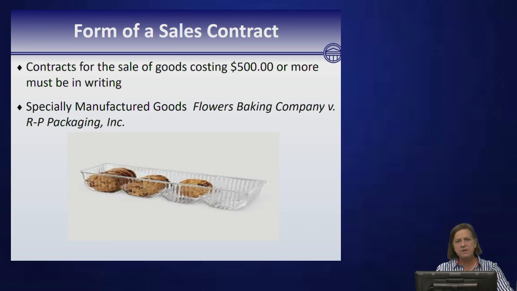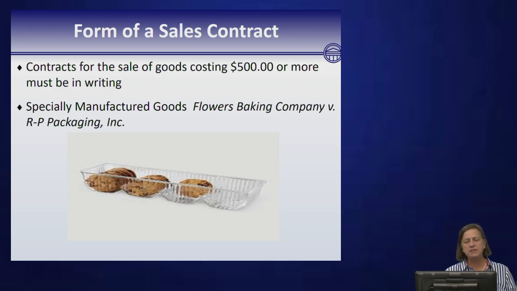So Flowers Baking Company had agreed to buy cellophane wrappers from RP Packaging, and it was almost $14,000 worth of cellophane wrappers. They didn't have a written contract. The wrappers were made pursuant to the specifications that Flowers gave RP Packaging. When the wrappers arrived, they didn't fit the cookie tray. And so Flowers Baking Company said, oh, too bad, RP Packaging. This is a violation of the statute of frauds. We're not going to pay you for the cellophane wrappers.